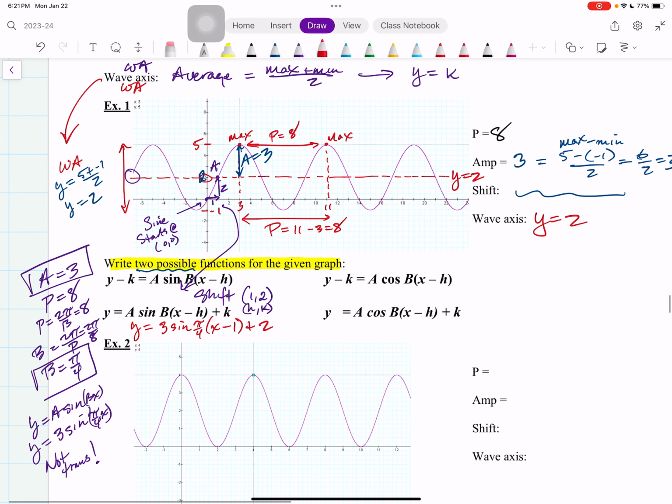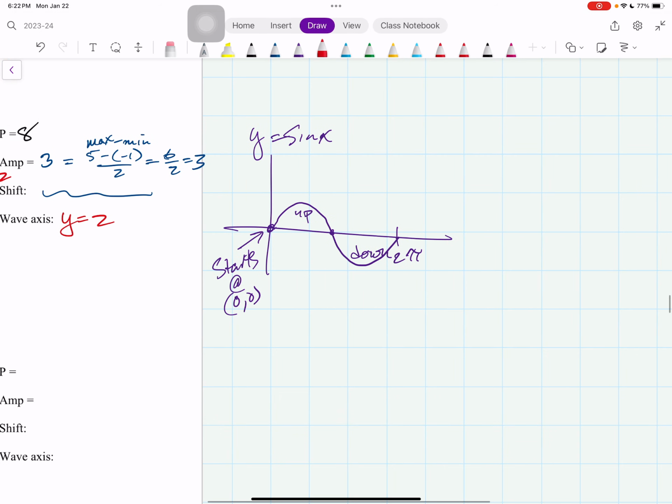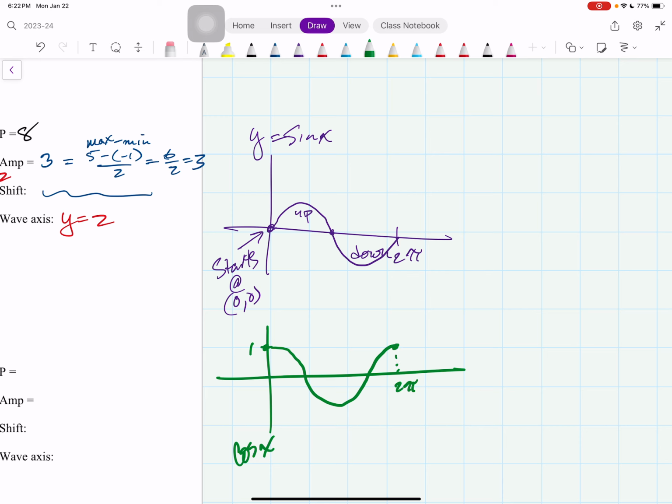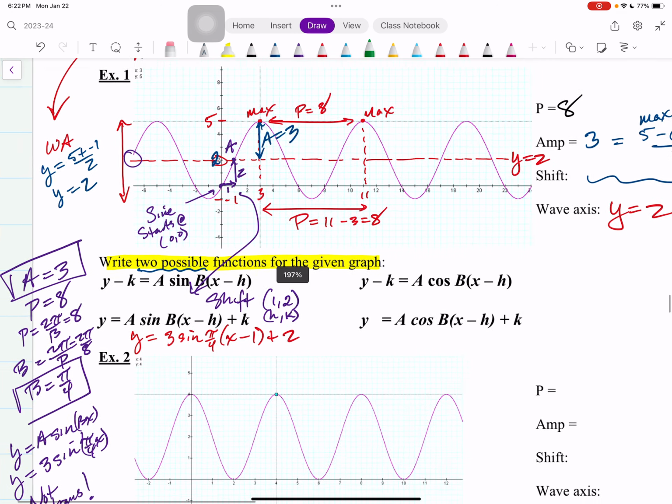Now, the same function can be written in terms of cosine, but cosine's different. As you know, going back to your parent functions, a cosine function, cosine x, starts at 1, and then it goes down, and then back up to another maximum for a period of 2 pi. So cosine starts at a max, and then goes to another max. We have to understand that.